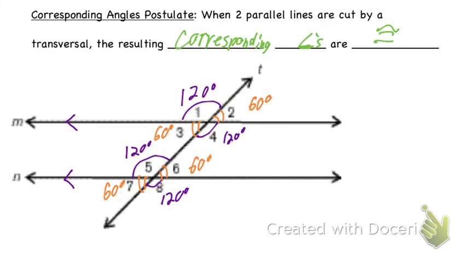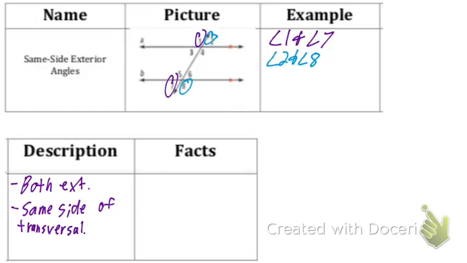So give me a pair of same side exterior angles, Landon. 1 and 7. Are 1 and 7 congruent? No, they add up to 180. They're supplementary. Give me another pair of same side exterior angles, Bailey. 2 and 8. They're on the same side of the transversal and they're exterior. Those aren't congruent, but they are supplementary. Very good, Presley. Very good, Seth. So same side exterior angles, when the two lines are parallel, are supplementary.